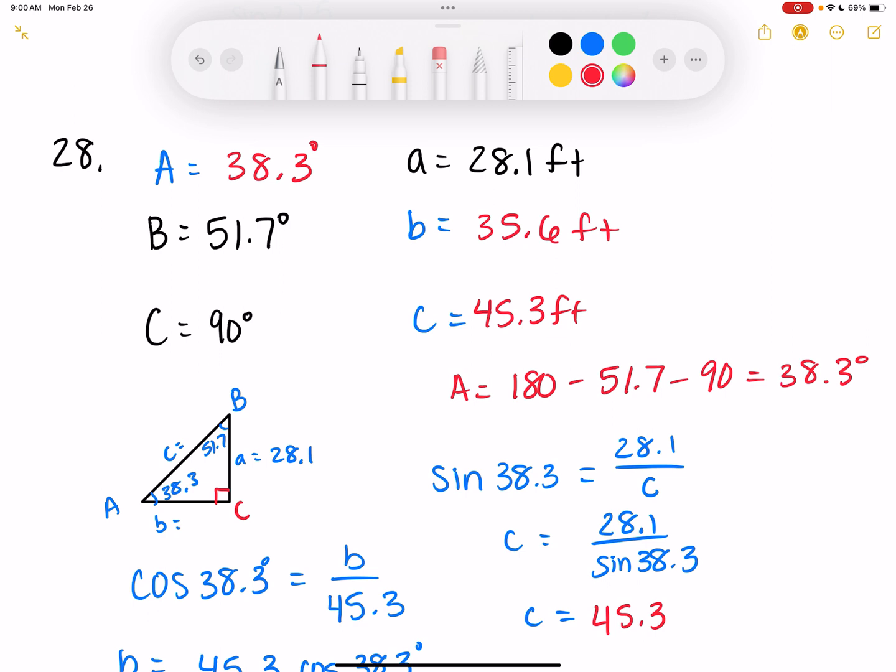So, all right, in these ones, we've been given an angle and a side, okay? In this next one, they're going to give us two side lengths, and that's all we're going to have.